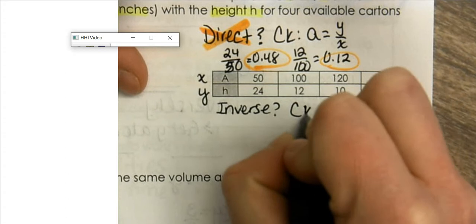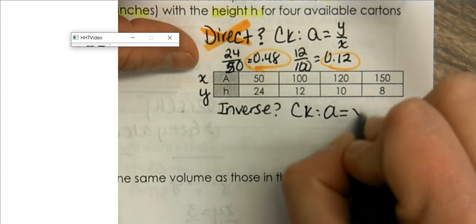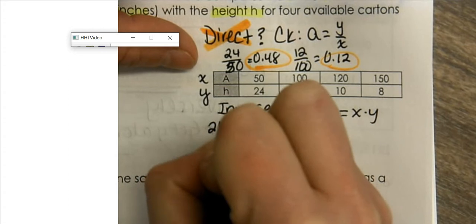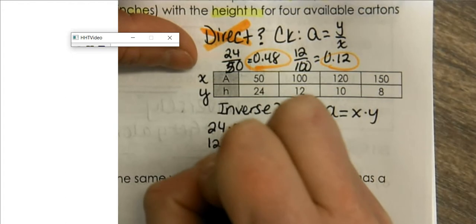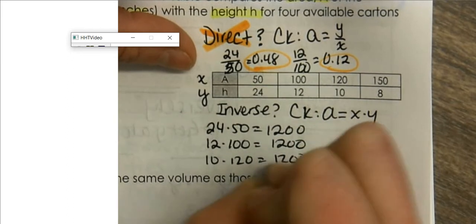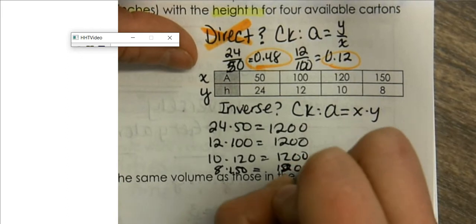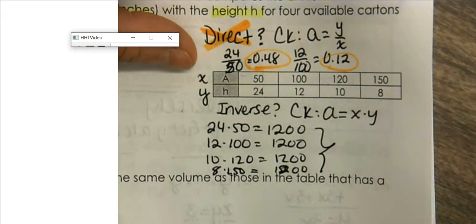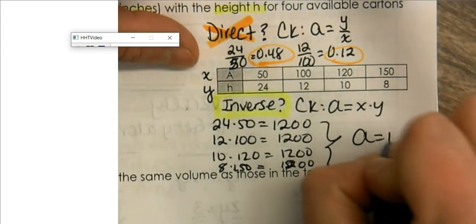which means that I'm going to check every x times y. My A value is x times y. So I'm going to multiply 24 times 50, and 24 times 50 is 1200. 12 times 100, that's equal to 1200. 10 times 120, that is equal to 1200. And 8 times 150, if you put that into your calculator, that ends up equaling 1200 as well. So all of these values are the same, which means that yes, this is an inverse variation, and my A value is going to equal 1200.